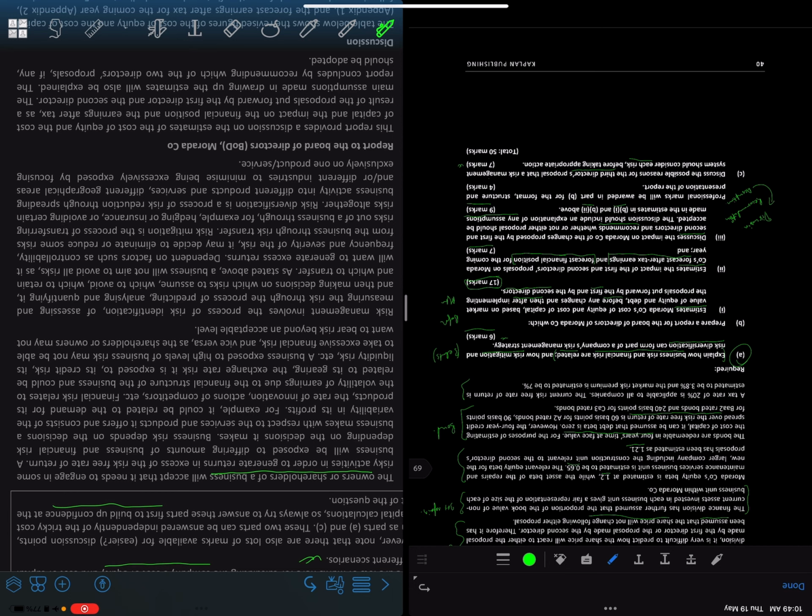And then basically a business will be exposed to differing amounts of business and financial risks depending on the decisions it makes. Business risks depend on the decisions a business makes with respect to the services and products it offers, and consist of variability in its profits, right? For example, it could be related to the demand for the product, the rate of innovation, and actions of competitors, right? So these are core related to the business.